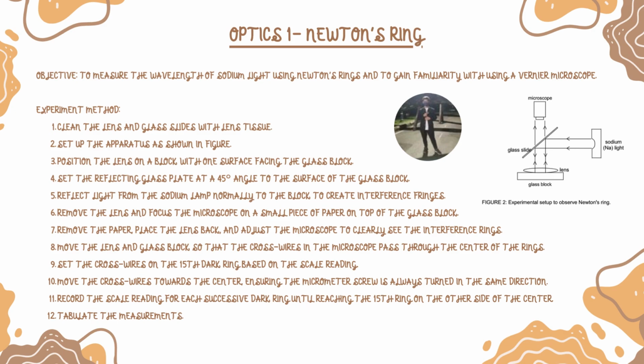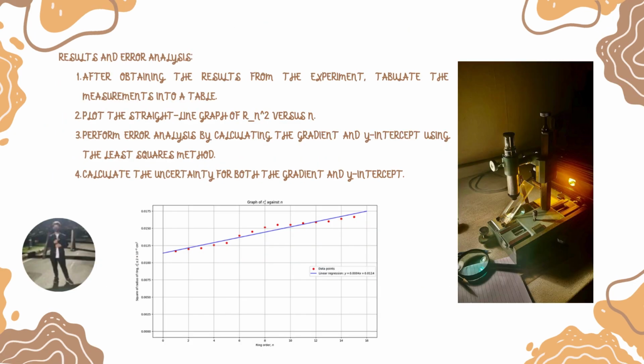For the first experiment, which is Optics 1, Newton's rings, the objective is to measure the wavelength of sodium light using the method of Newton's rings and to become familiar with using a vernier microscope. In this experiment, we utilized the physical property of light interference to determine the wavelength, lambda, of a light source. The experimental setup began with cleaning, result and error analysis.